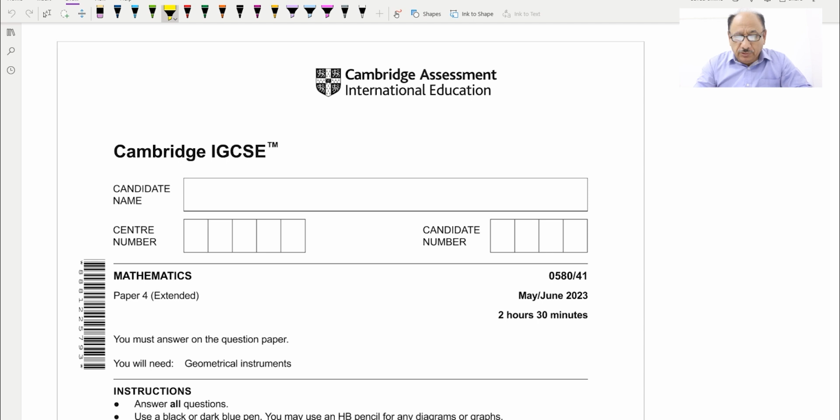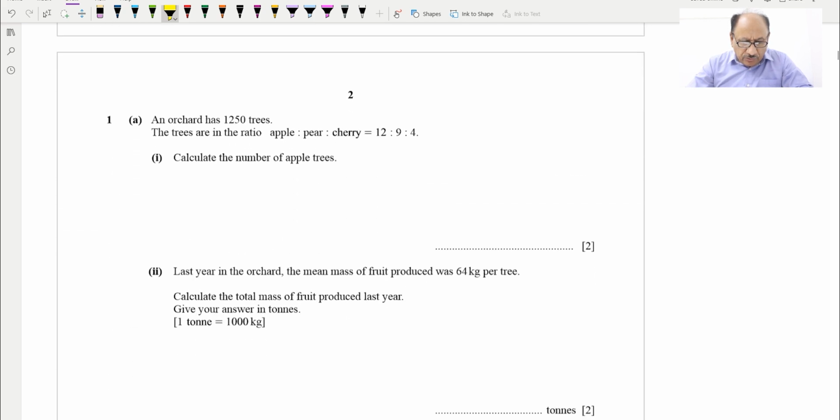Hello everyone. Today we'll be going through IGCSE Cambridge Mathematics Paper 4 Extended 0580/41 May/June 2023. Let us move to question number 1.